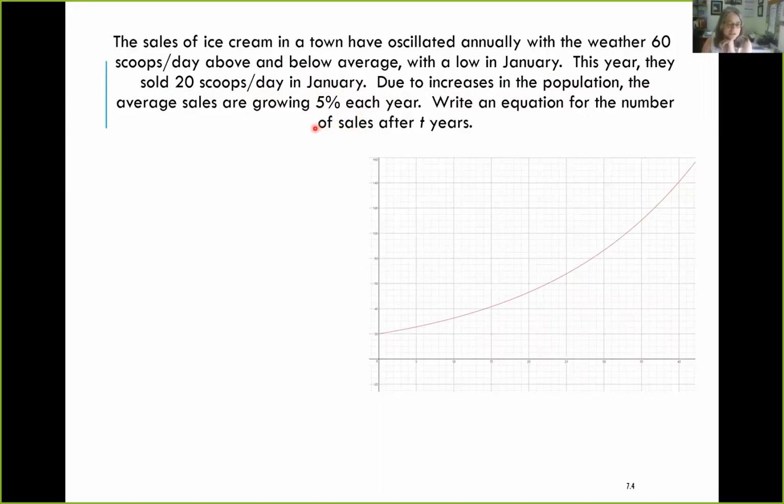And so we're going to do a model that gives him an equation for his daily ice cream sales after 2 years. Okay, here's how we're going to do these. Let's start by thinking about the midline. So the midline is what's on this graph right here. But let's get to it. An increase of 5% each year represents an exponential growth.